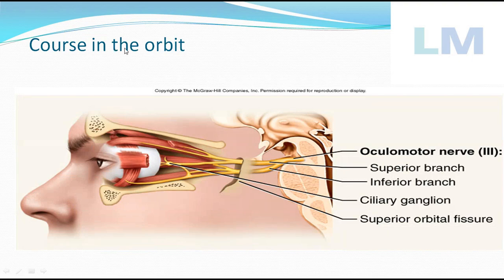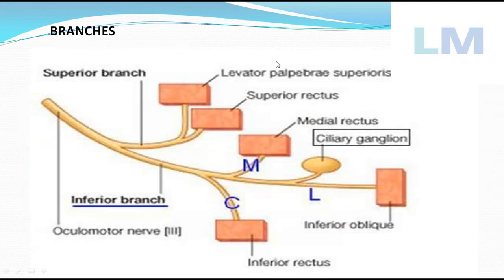The course in the orbit: just now I told you upper division, lower division. The upper division gives only one branch to the superior rectus. Through the superior rectus it goes to supply the levator palpebrae superioris, which elevates the upper eyelid. The lower division gives three branches, one for the medial rectus, one for the inferior rectus, the other one for the inferior oblique. You can see that the branch to the inferior oblique goes towards the ciliary ganglion. Fibers beginning from the ciliary ganglion pierce the sclera as short ciliary nerves and end by supplying the constrictor pupillae of the iris and the ciliaris muscle of the eyeball.